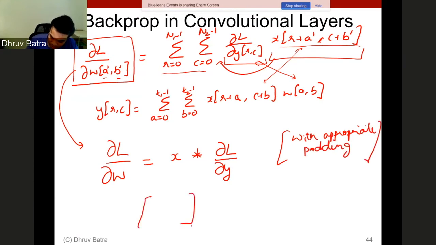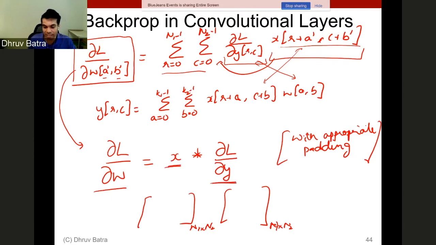X is an N1 times N2 object, and we had said that the partial of loss with respect to Y was also an N1 times N2 object. And so if you try to convolve them without any padding, you'll just get a scalar output. But if you pad it by K1 minus 1 over 2, K2 minus 1 over 2, you're going to get an object of size K1 times K2, which is exactly what this object is. So with appropriate padding, backpropagation in a convolutional neural network, at least in this one direction, is the convolution of the input X with the gradient coming back, and that's how you get the thing.